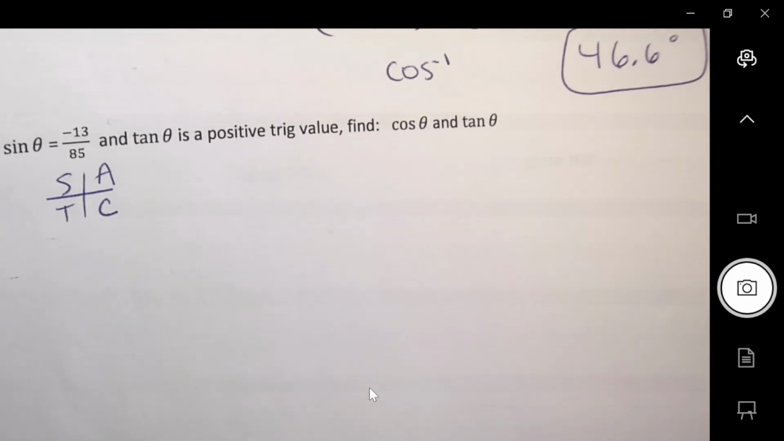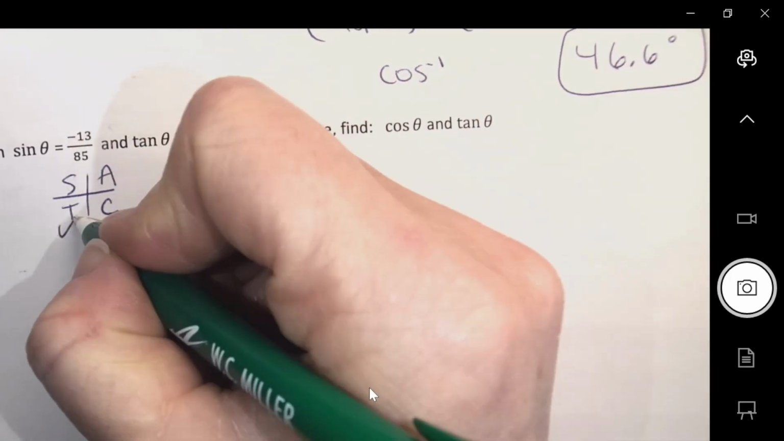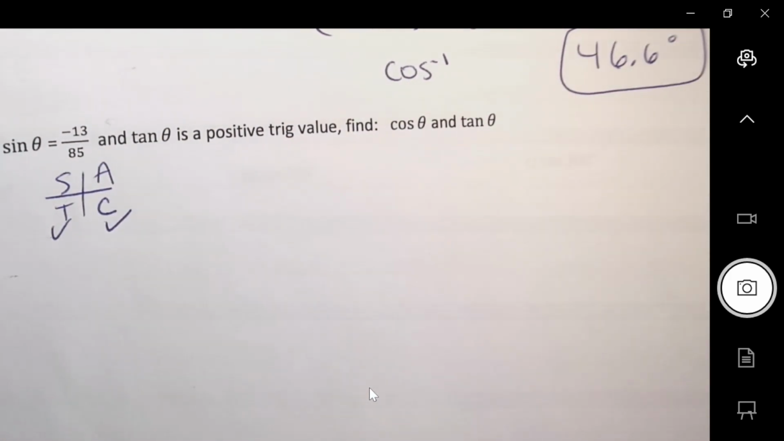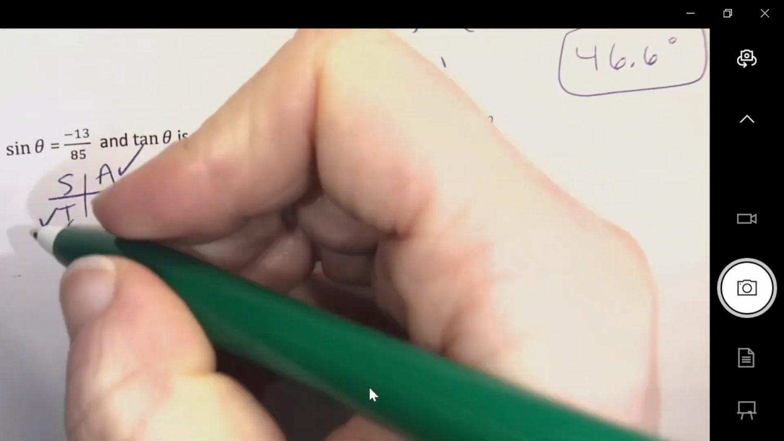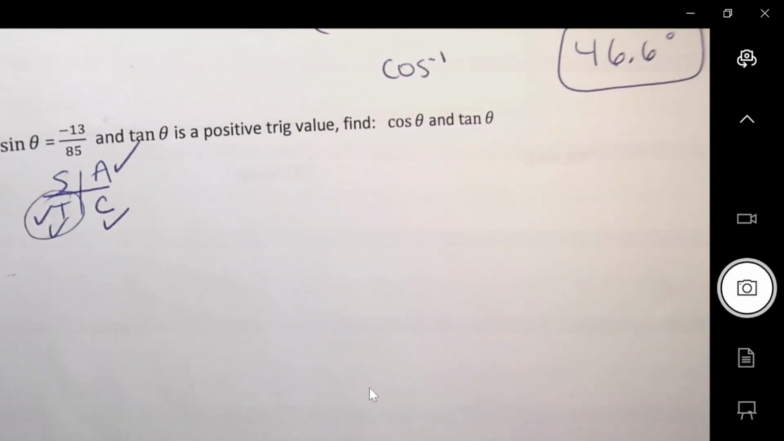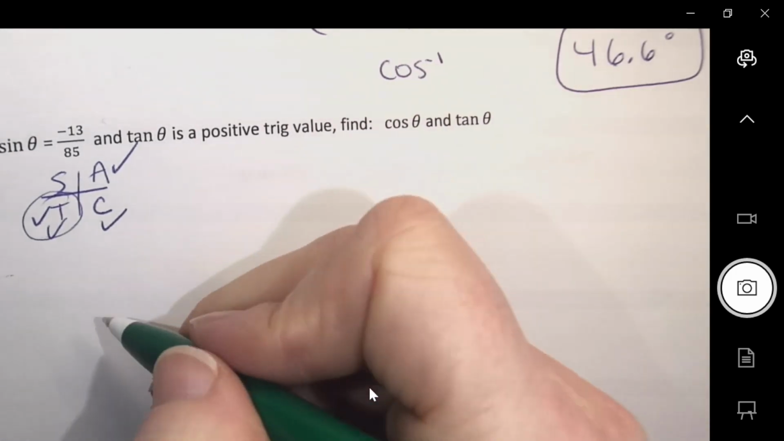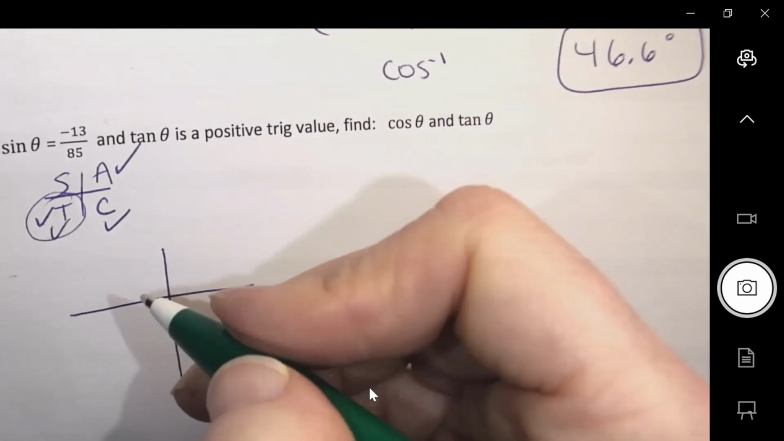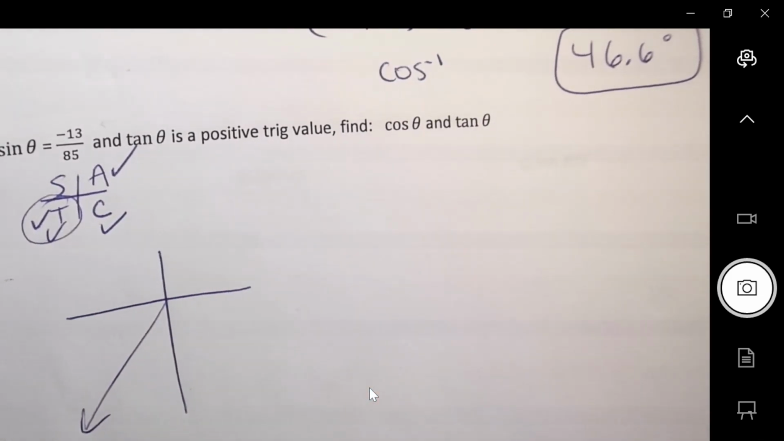So where is sine negative? Bottoms. And which two is tan positive? 1 and 3. So my conclusion is that I should end up in quadrant 3. Okay, so my angle is somewhere in quadrant 3. And I connect a triangle to it. Should I connect the triangle to the x-axis or the y-axis?